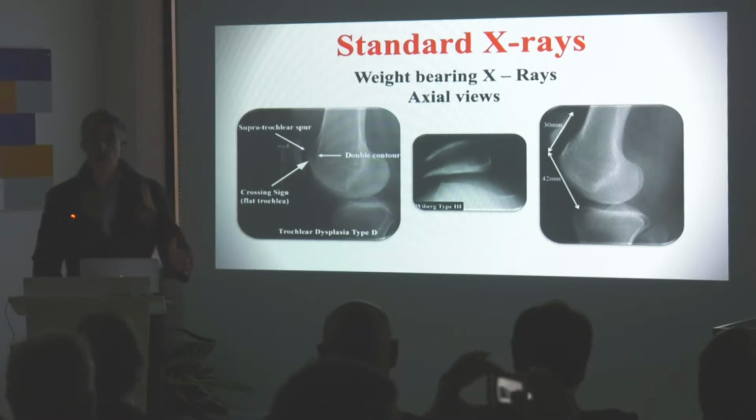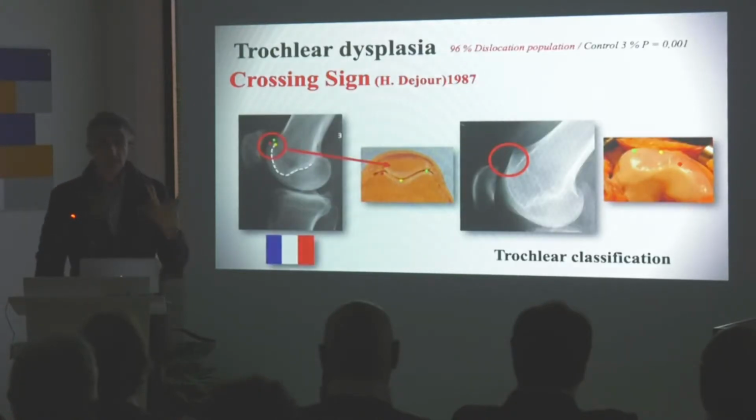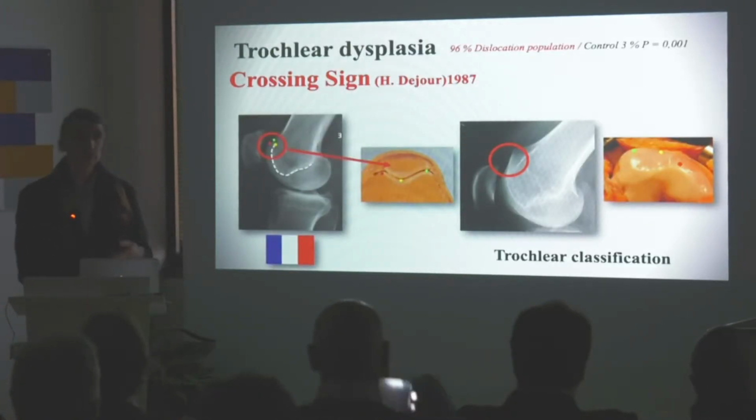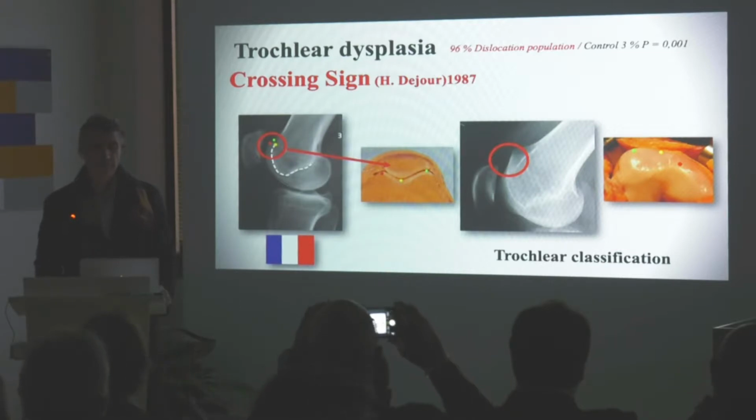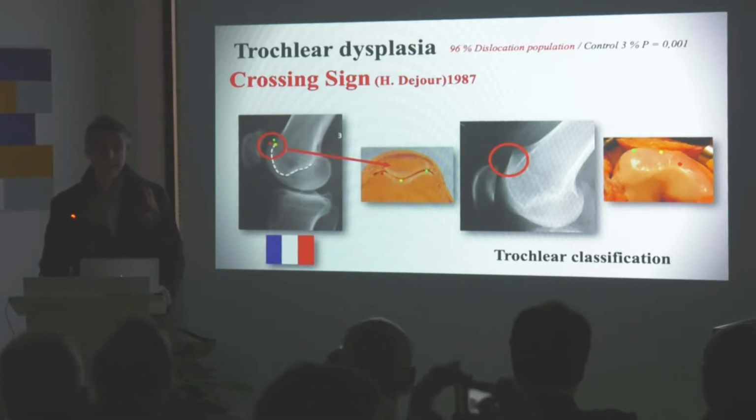And what you have to look at first is the knee trochlear dysplasia, and then measure the patellar height. So take the ruler and measure the patellar height. The trochlear dysplasia. How do you find the trochlear dysplasia? This is the crossing sign. It is pathognomonic of trochlear dysplasia. It means that at this precise point you will have a flat or even convex trochlea.